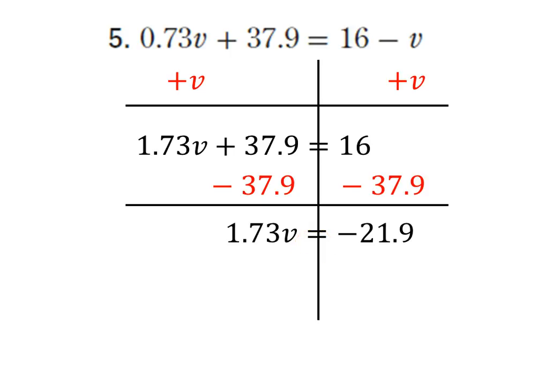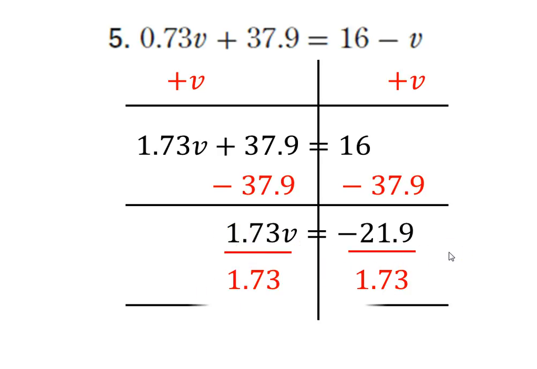One more thing I need to do, and that's divide by 1.73. Why divide by 1.73? Because I'm multiplying these two together, and to undo multiplication, I'm going to divide by 1.73. And what I do to the left-hand side, I have to do to the right-hand side.